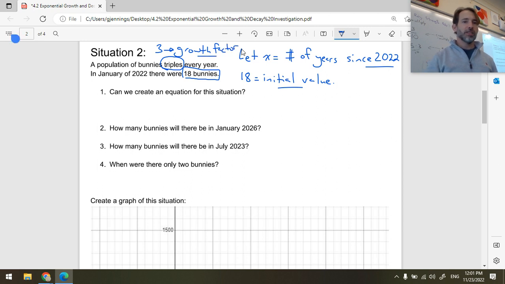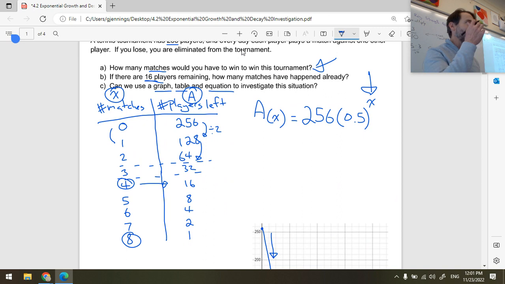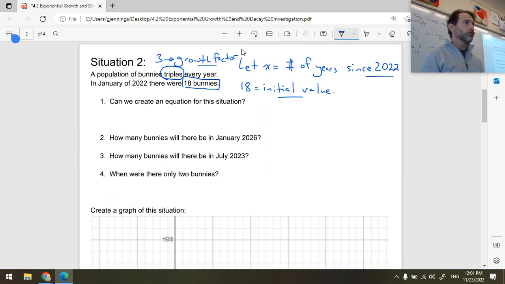Okay. In our previous example, our growth factor was 1/2. We were multiplying by 0.5 every time we went through another match, or dividing by 2. Dividing by 2 is the same thing as multiplying by 0.5, so it doesn't really matter which one you do. Down here, we know these bunnies triple their population every year, so our growth factor is 3. Now, can we use these things, 3 being the growth factor and 18 being the initial value, to create an equation? Well, I'll walk you through it for this one.